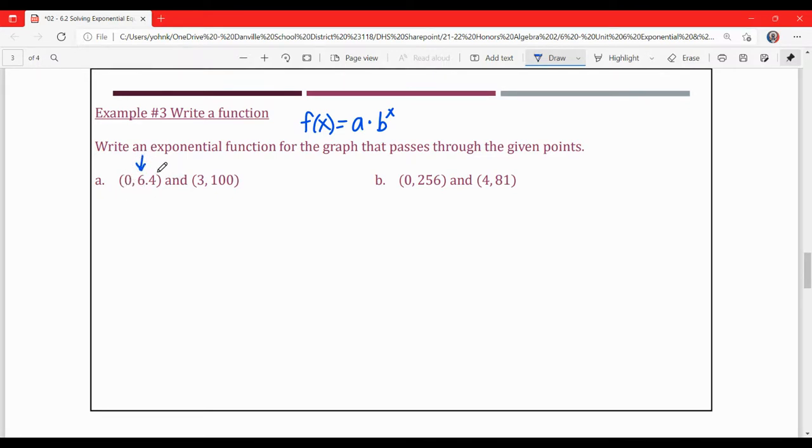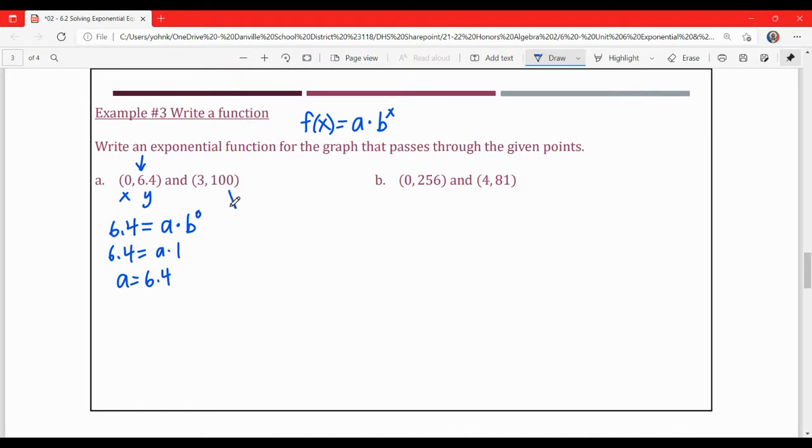The reason why is because I'm going to substitute this x and this y into the original equation and see what happens. So I get y equals, which is 6.4, my bad. So 6.4 equals a times b to the 0. Now b to the 0 is just 1. So this tells me that my a is 6.4. All right, we're halfway there.